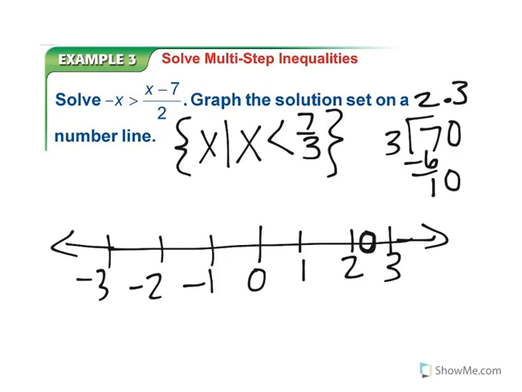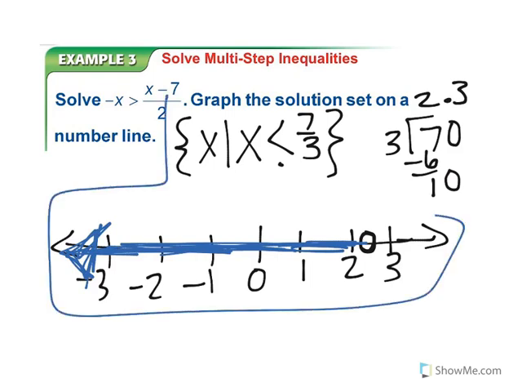And then you have to think to yourself, is it going to be an open or closed circle? Well, we look at the inequality, and there's no line under it, so that means there's going to be an open circle. And the last thing to do is to shade. We know that x is going to be less than 7/3, so we want all the values to the left, because that means they're less than 7/3. Now that we have our number line and our set builder notation, this is the answer.